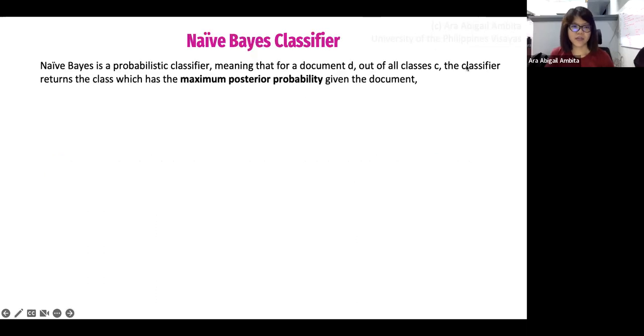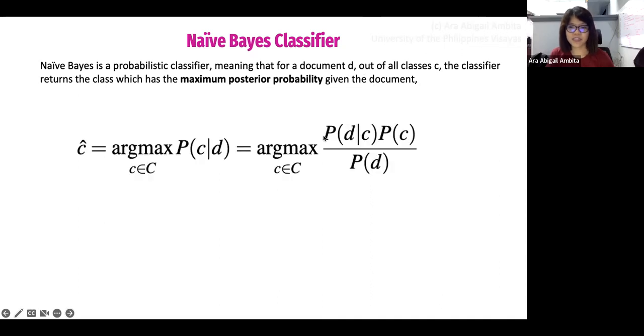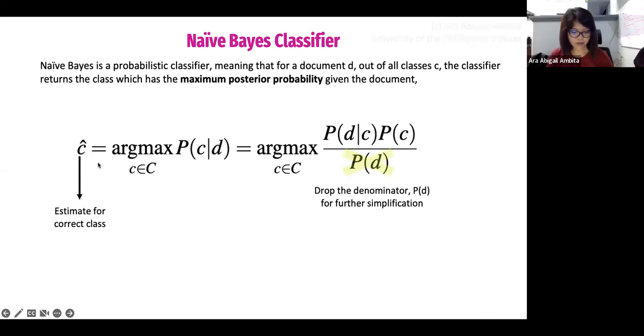Naive Bayes is a probabilistic classifier, meaning that for a document D, out of all the classes C, the classifier returns the class which has the maximum posterior probability given the document. It may be represented by this equation, wherein C hat is the estimate for the correct class, and the posterior probability is P of C given D, or the probability that a certain document belongs to a class C given the document.